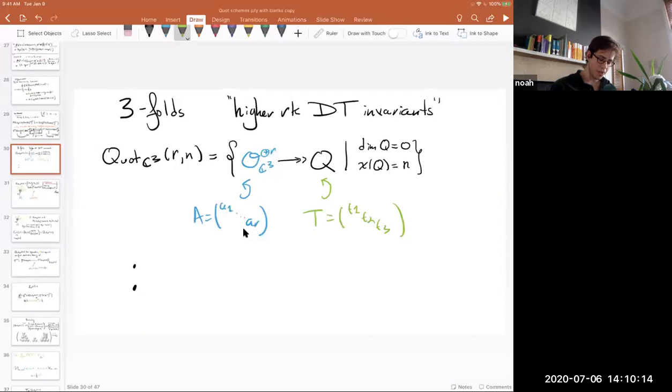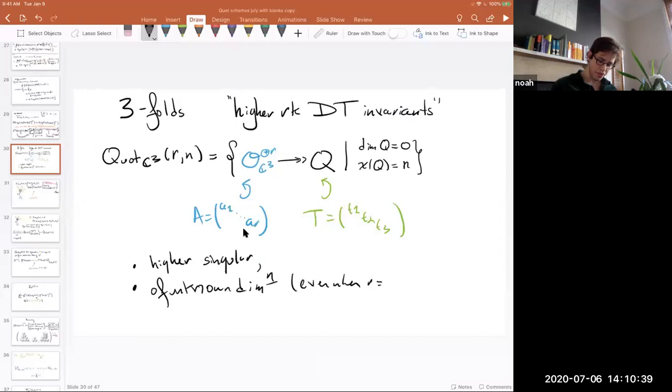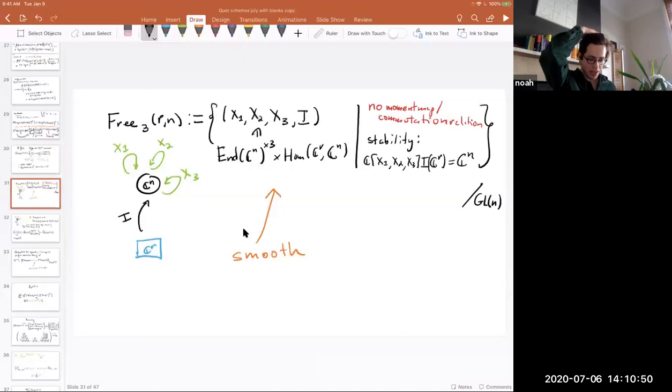In general, these spaces, unlike Hilbert schemes, are highly singular and of unknown dimension, even when R is equal to 1. We saw this, I think, during Henry's talk. But one has a similar description as a zero section of a vector bundle on some smooth space. So here's the smooth space. I'll go through this a bit quickly, looking at the time.